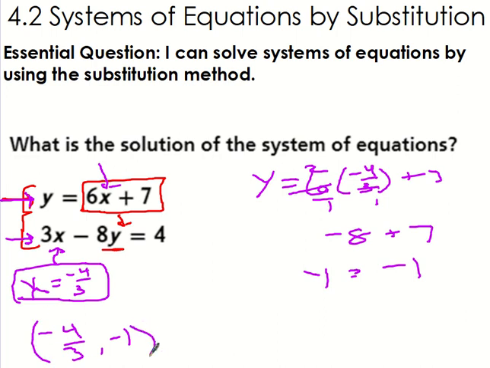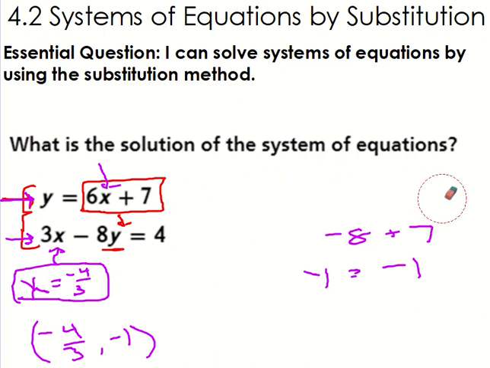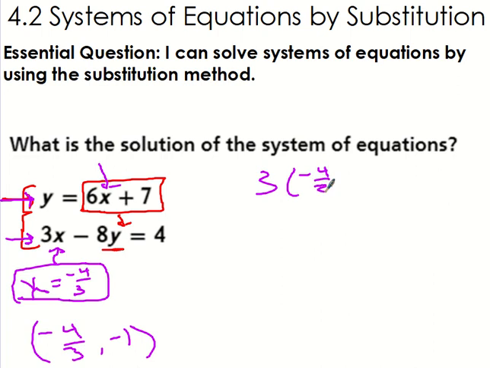And I'm done. There's nothing else to do. I have an x, I have a y. That should work for both. Now let's just show what happens if I used it for my second equation, just to prove that it doesn't matter which one I choose. So I have negative 4/3 minus 8y equals 4. These 3's cancel. Negative 4 minus 8y equals 4.